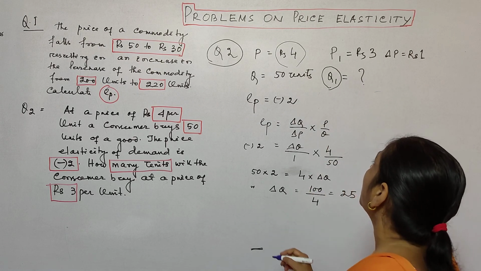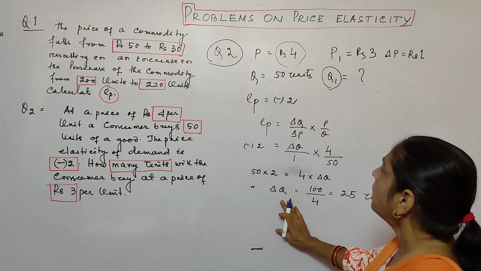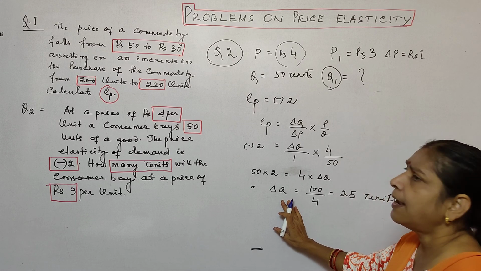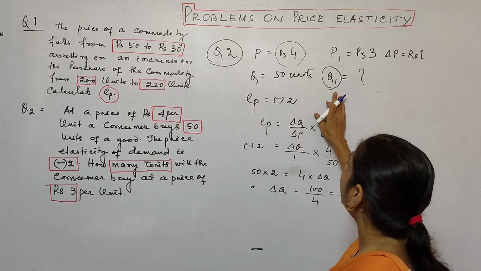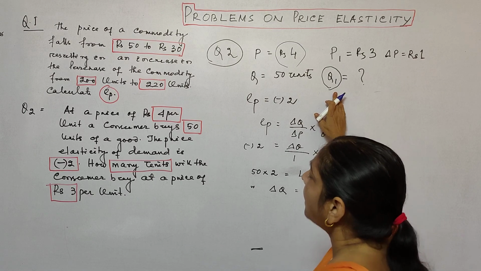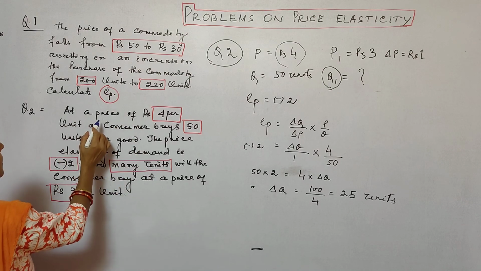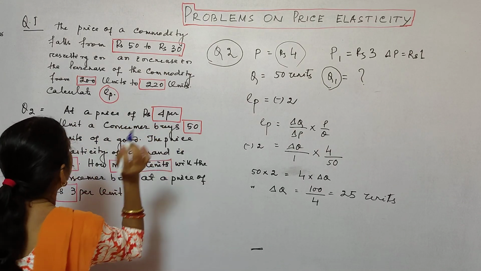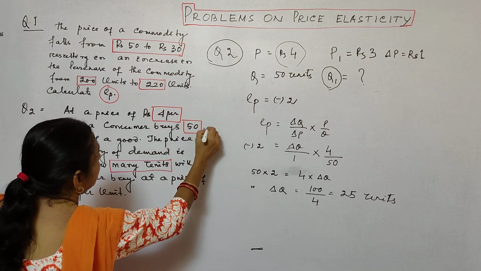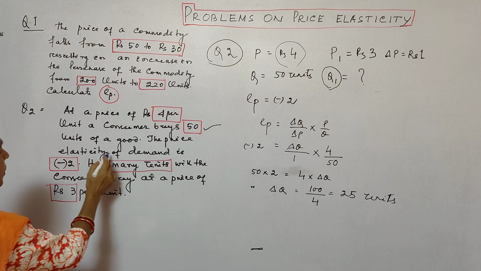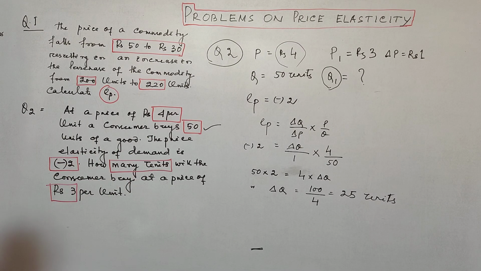Now we will see. Q1 is the final quantity. Delta Q is the change between initial and final. So we will see how we will find Q1. Now we will go to the problem. Here we see the price was rupees 4 per unit, and due to this the consumer buys 50 units. Now the price falls to rupees 3.